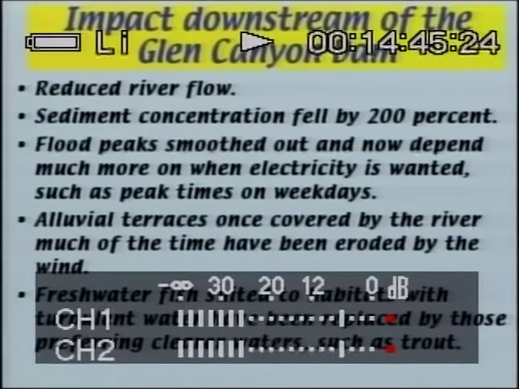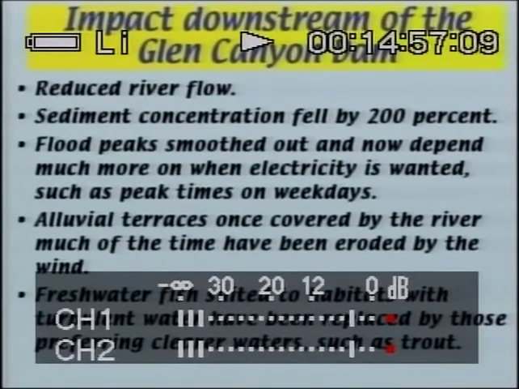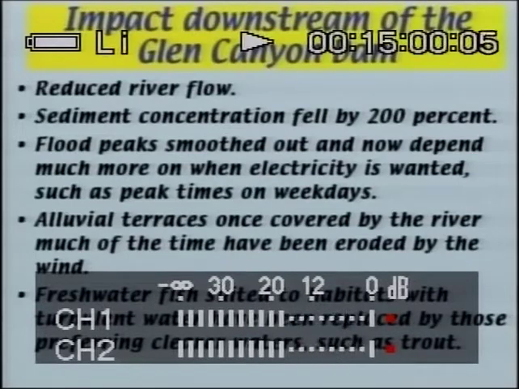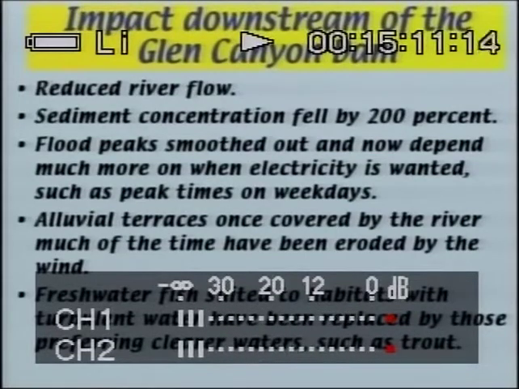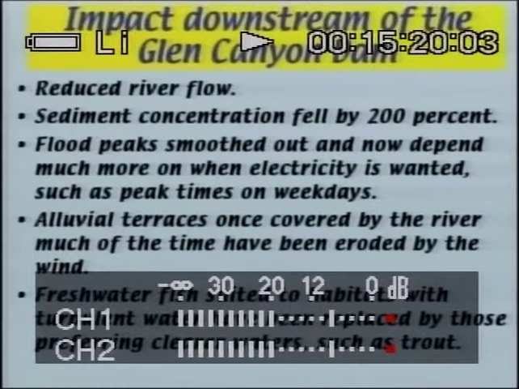Freshwater fish suited to habitat with turbulent water have been replaced by those preferring cleaner waters, such as the trout. In this case, those animals that require turbulent waters, very rough waters, will now go extinct or basically leave that area because the water is now fine and slow. That's why they will leave that area, and it will be replaced by those animals or fish that basically prefer cleaner waters and gentle flow of waters.